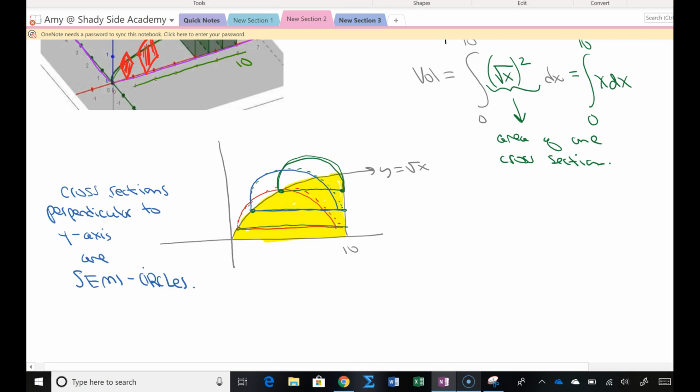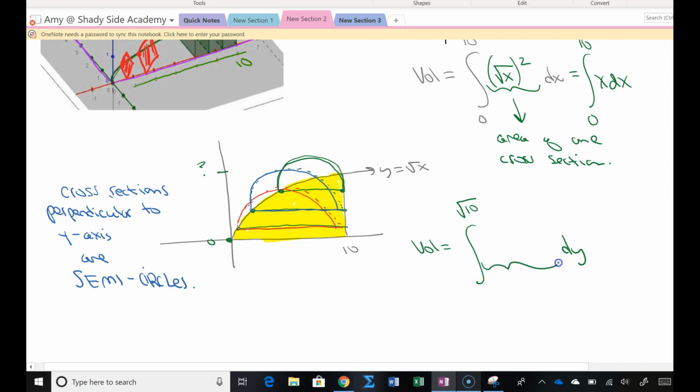And let's describe this volume. Well, let's do it together. One more time. The first thing you look for is how are the cross-sections stacked? How are they being added up? They are being added up over an interval of y. What is that interval of y? Well, let's see. 0, and then what is the upper limit? Well, when x equals 10, the upper limit is root 10. That's the y coordinate of this point.